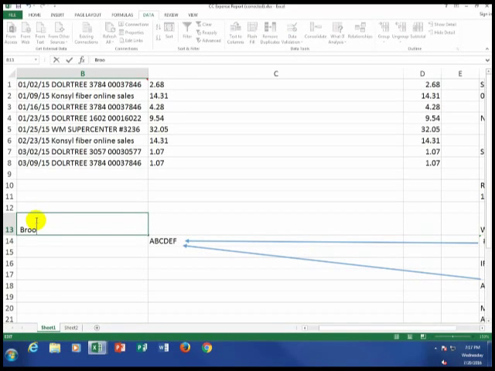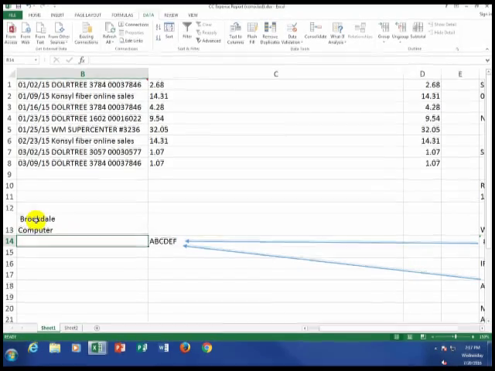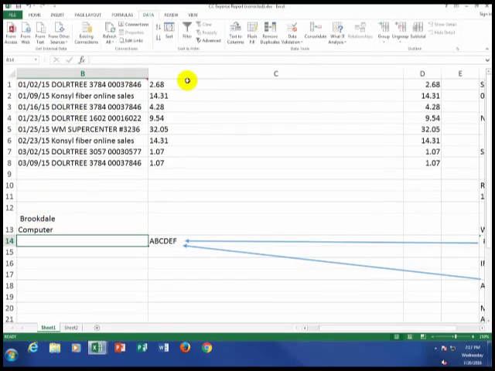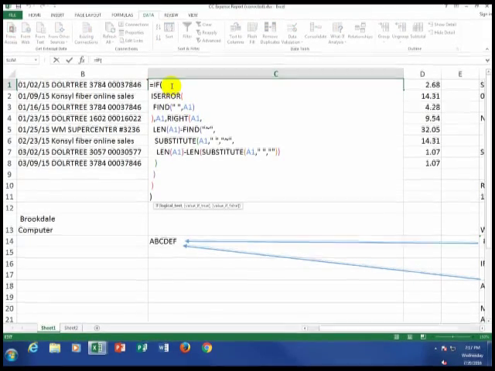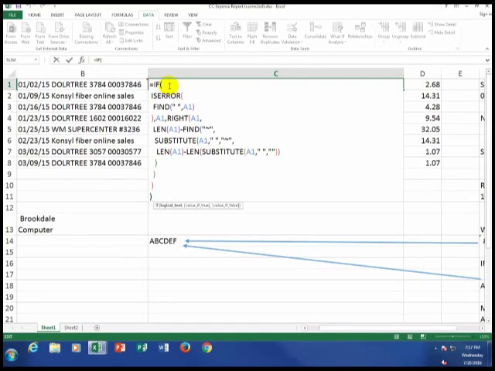Brookdale. Alt, enter. Computer. Okay, so if I press enter now, it's in one cell, but it dropped down to the next line. So whoever created this function conveniently hit Alt, enter for me. It's not perfect, but it's a lot easier than having it go completely horizontal. Wouldn't you agree? Yeah, definitely.